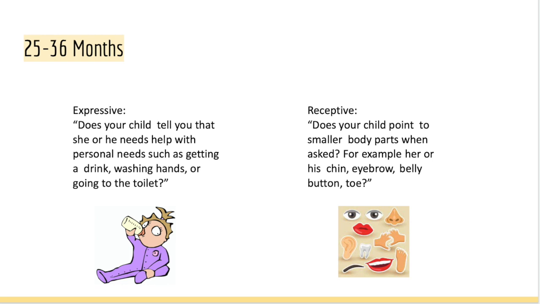For toddlers 25 to 36 months of age, expressive questions include, does your child tell you that she or he needs help with personal needs such as getting a drink, washing hands, or going to the toilet? While receptive questions include, does your child point to smaller body parts when asked? For example, her or his chin, eyebrow, belly button, toe.